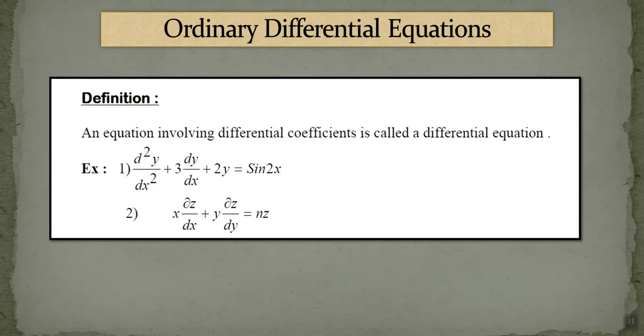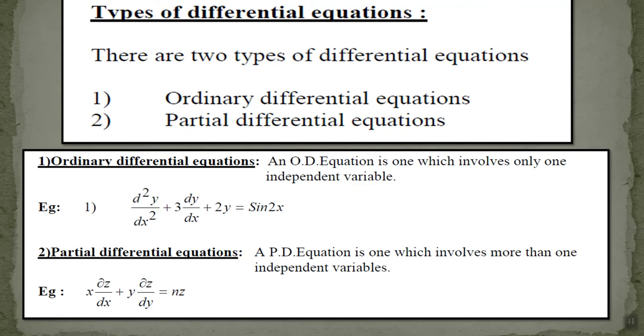Now, coming to the types of differential equations. We have mainly two types: one is the ordinary differential equation and the other is the partial differential equation. An ordinary differential equation is one which involves only one independent variable. If you observe the first example, x is the only independent variable, so this equation is called an ordinary differential equation. But a partial differential equation is one which involves more than one independent variable. Here x and y are both independent variables in example 2, so this is called a partial differential equation. In this lecture we will solve ordinary differential equations. In future lectures we will discuss the solutions of partial differential equations.